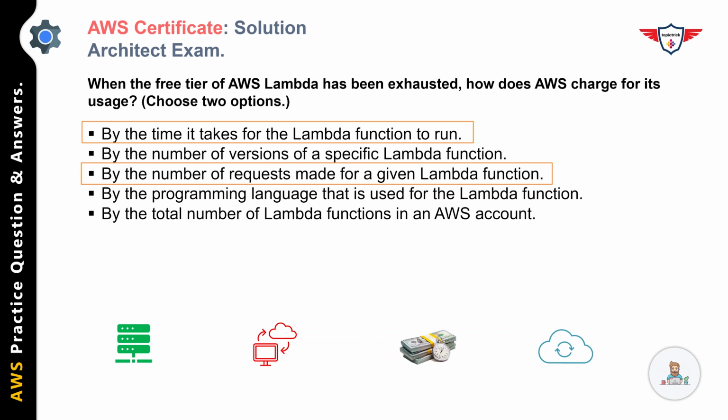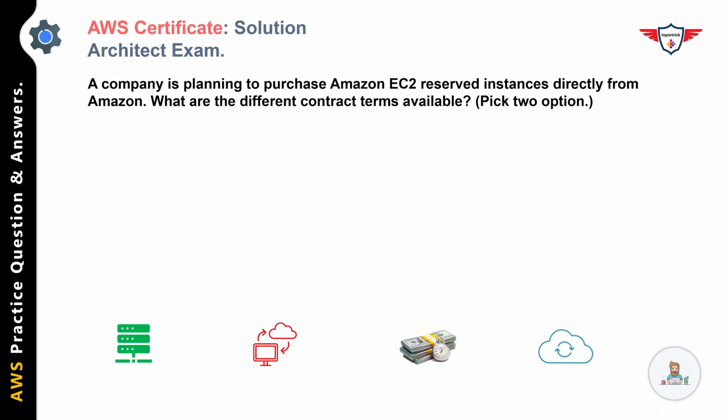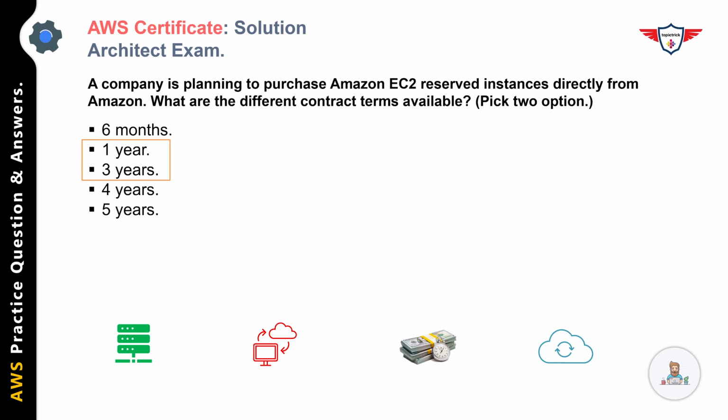A company is planning to purchase Amazon EC2 instances directly from Amazon. What are the different contract terms available? And you have to select two correct answers. And your options are 6 months, 1 year, 3 years, 4 years, and 5 years. And the correct answer is 1 and 3 years. So you can purchase a reserved instance directly from Amazon for a 1-year or 3-year commitment. The 3-year commitment often has a large discount.